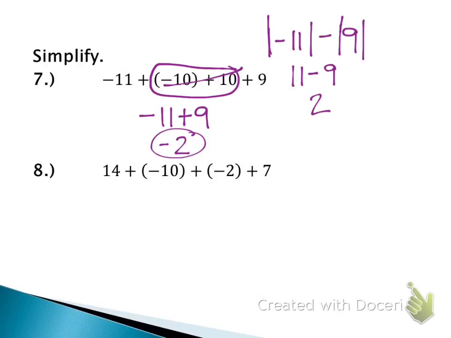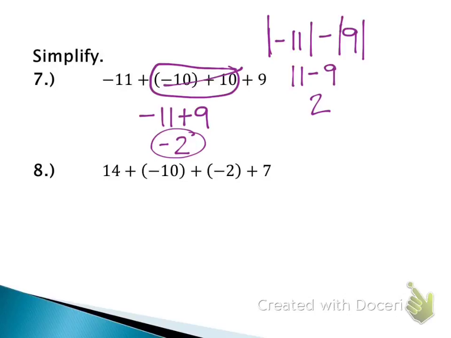You could have gotten there working just from left to right. You could have done it in any order really because it's all addition. So as long as you got to the same answer, how you did it is probably just fine. Alright, on to number 8. Again, it's all addition the whole way through, so I can add in any order I want to.